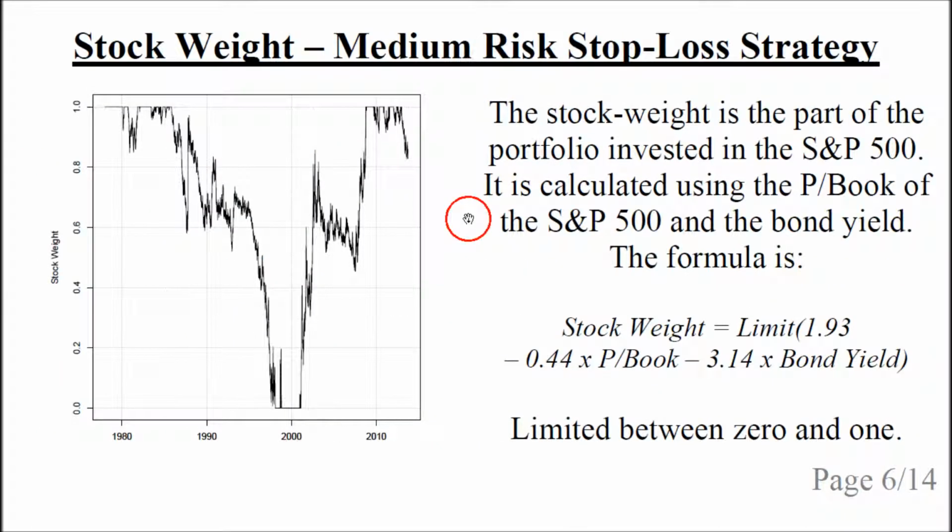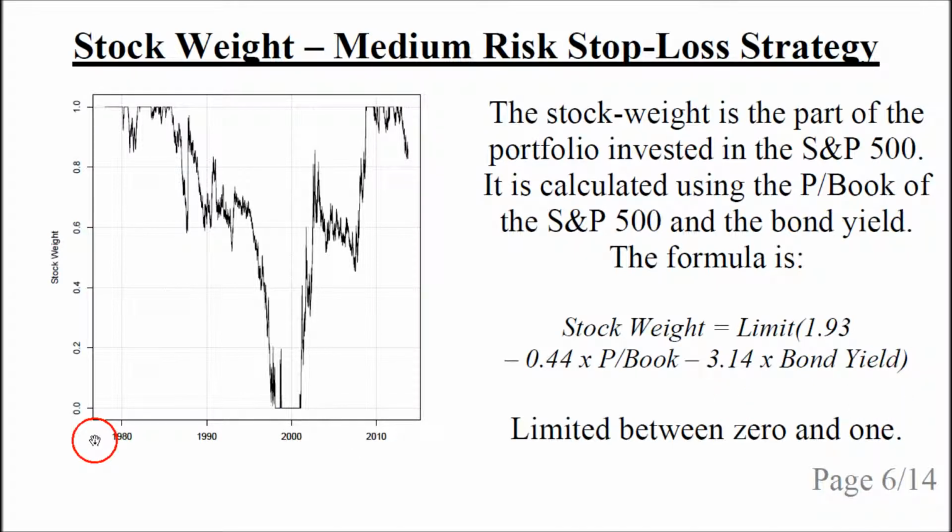So now let's look at the stock weight for the medium risk stop loss strategy. It is the part of the portfolio which is invested in the S&P 500, and the remainder is invested in US government bonds with 1 year maturity. And then after a year, we rebalance using another stock weight. So the stock weight is calculated using this formula. It is 1.93 minus 0.44 multiplied by the price-to-book ratio of the S&P 500 minus 3.14 multiplied by the bond yield for US government bonds with 1 year maturity. And this is then limited to be between 0 and 1.